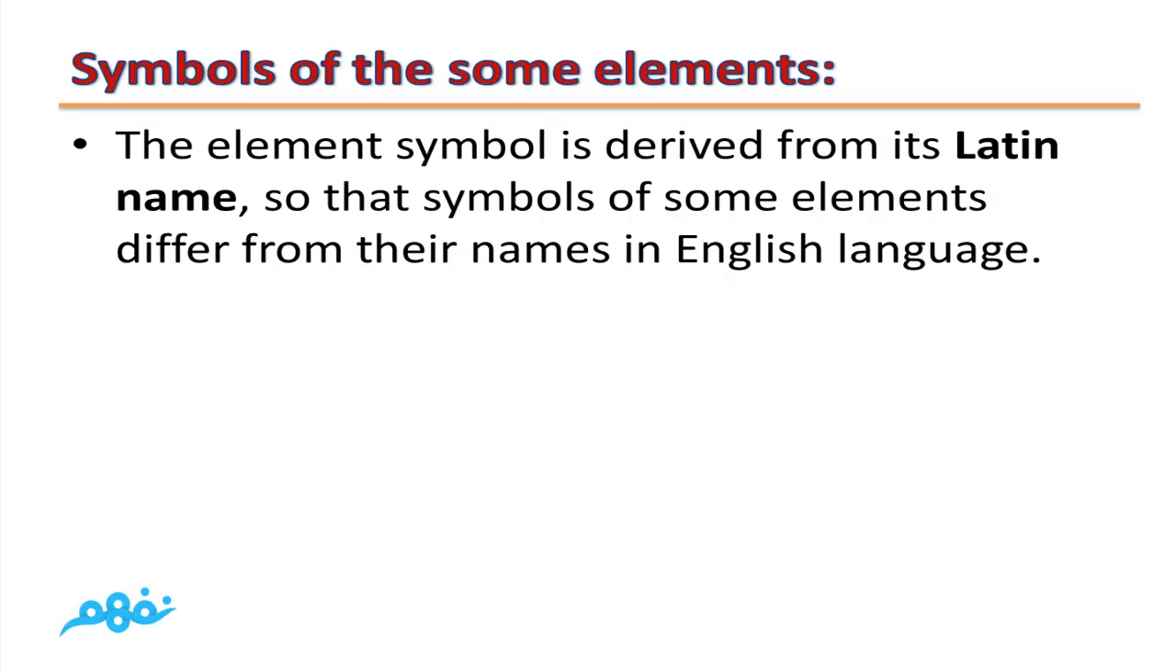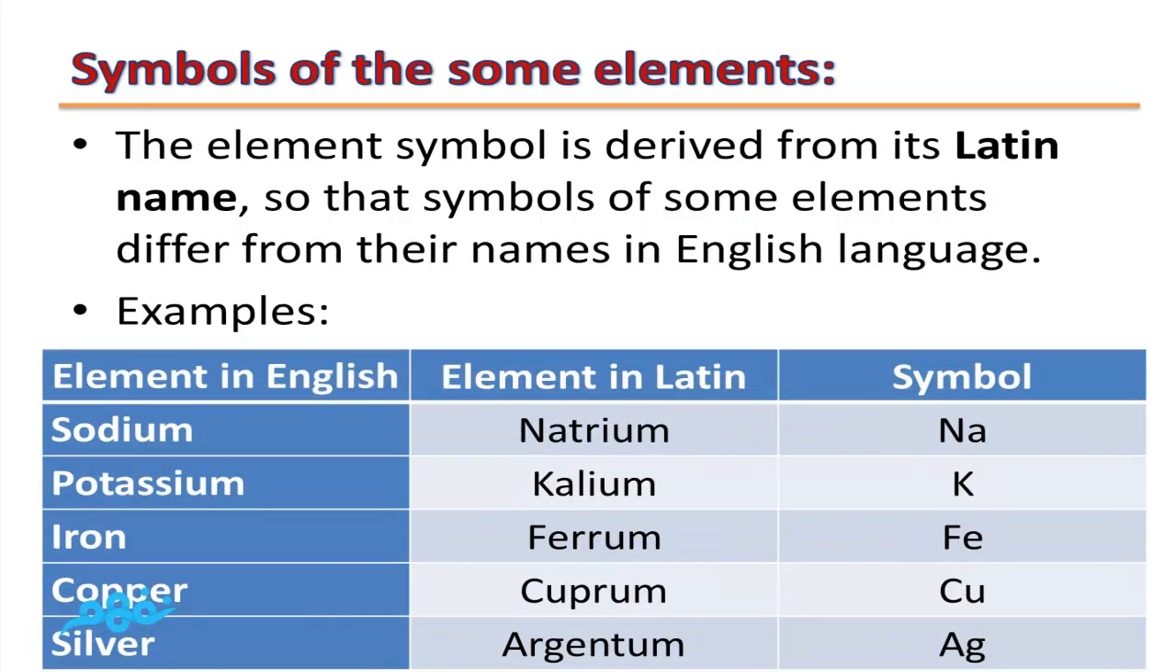The element symbol is taken from its Latin name, so the symbols of some elements differ from their names in the English language. Examples: sodium. We try to take S, but it is taken for sulfur, and So for another element and Sd for a third one. So the sodium name in Latin is natrium, so its symbol is Na. Scientists didn't take N because it is already taken for nitrogen, so Na.